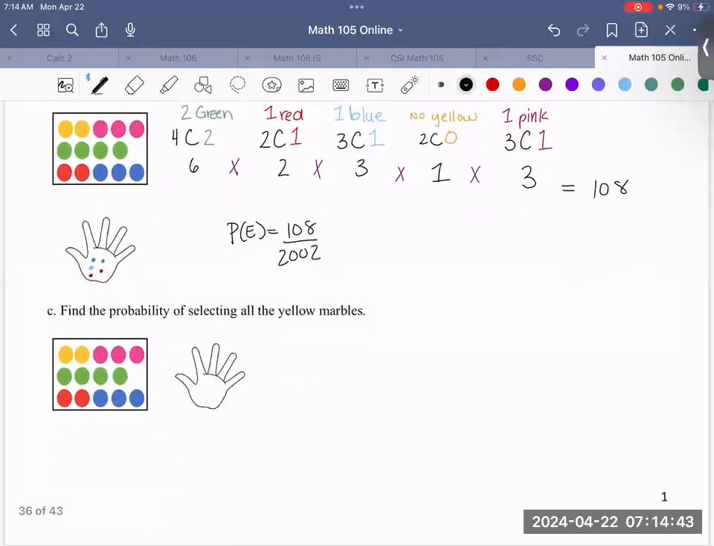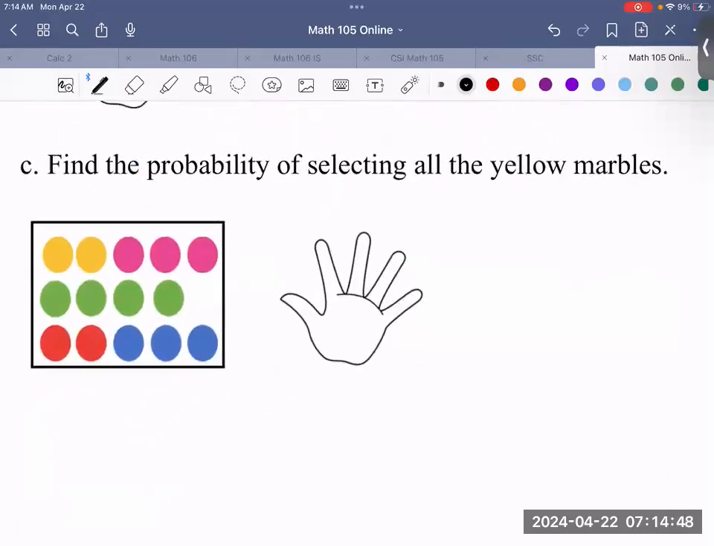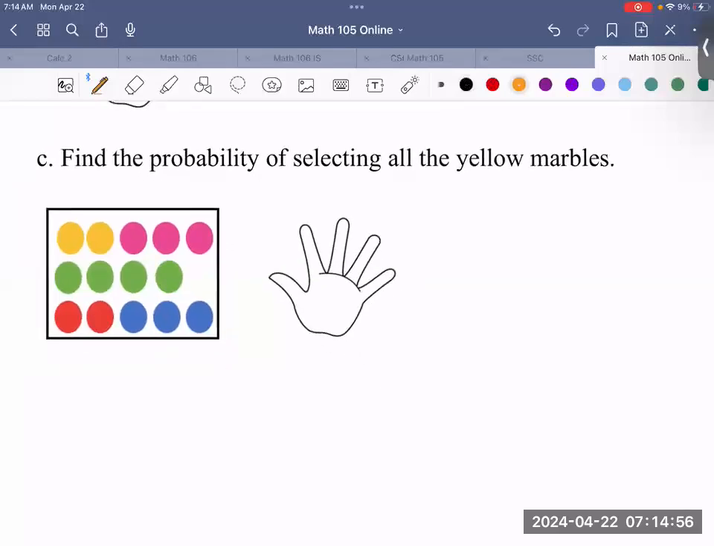All right, let's try it again. Find the probability of selecting all the yellow marbles. Again, we're still going to be selecting 5 in your hand for all of these problems. Okay, so selecting all yellow. So let's work on your color first. So how many yellow do you need? Well, we need all of them. So of the 2 yellow that we see, we're going to be selecting all 2. So those 2 go in my hand. We no longer need them. They are in hand.